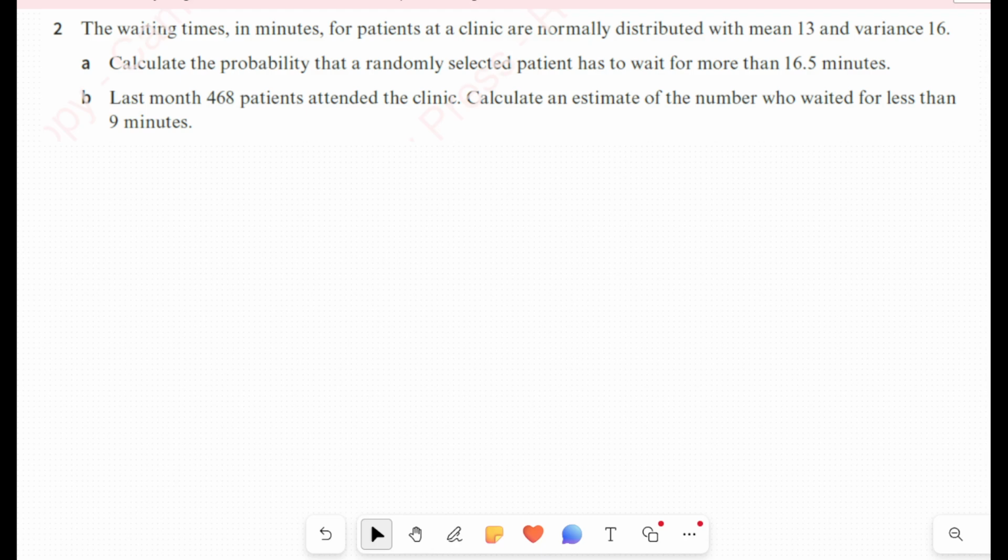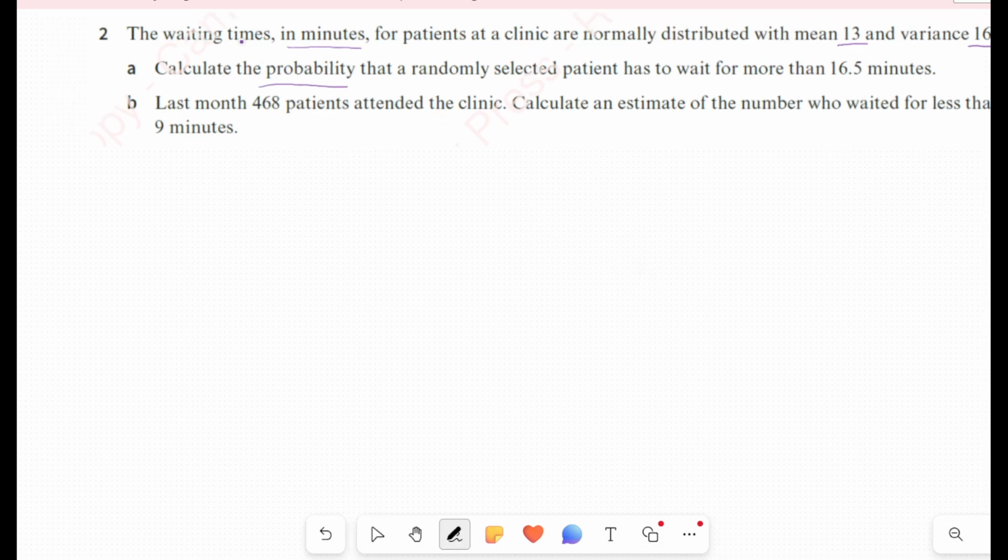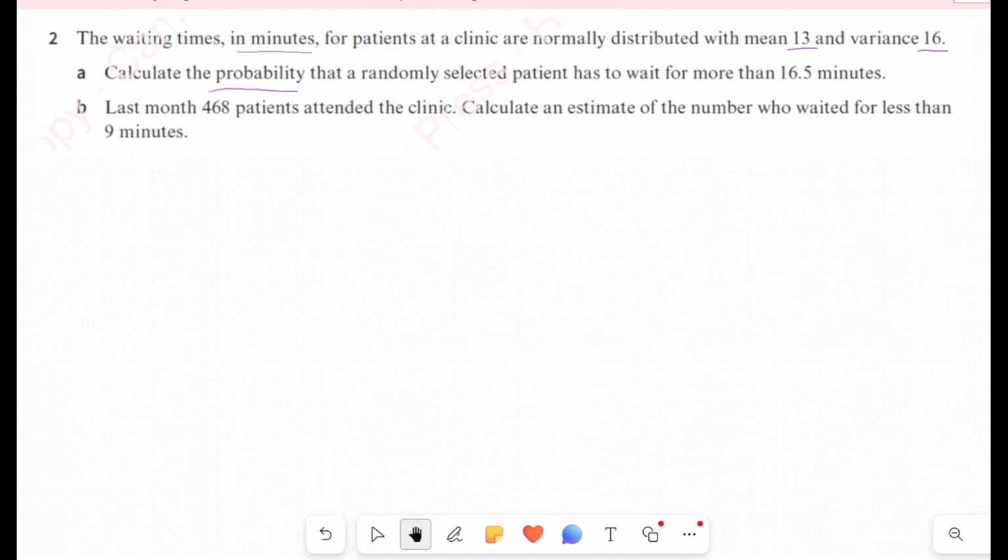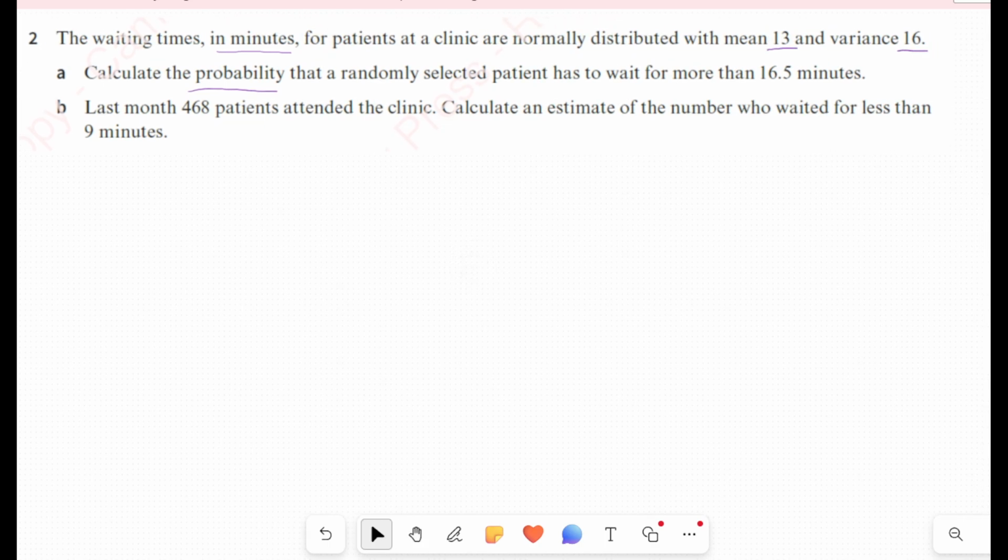Let's solve this task. The waiting times in minutes for patients at a clinic are normally distributed with the mean 13 and variance 16. Calculate the probability that a randomly selected patient has to wait for more than 16.5 minutes.